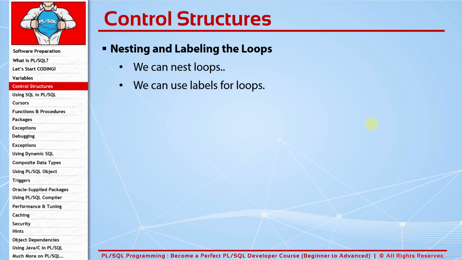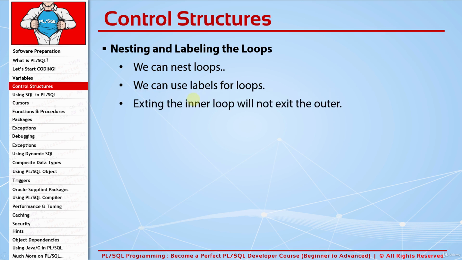We can use labels for loops. As we have seen in blocks, we can use labels for the loops. We write our label before the loop keyword in basic loops, and for while and for loops, we write it before the while and for keywords. Besides, we can write the name of the label at the end of the end loop statement to increase clarity.